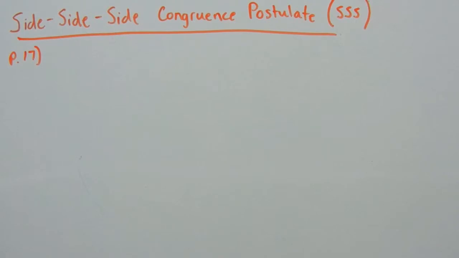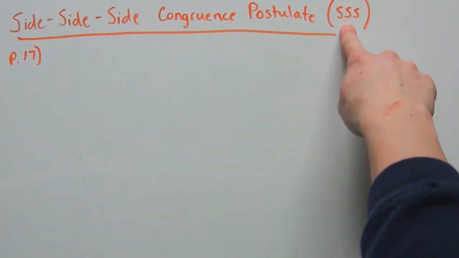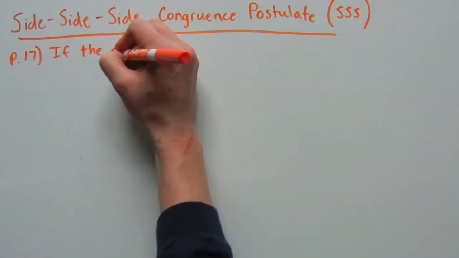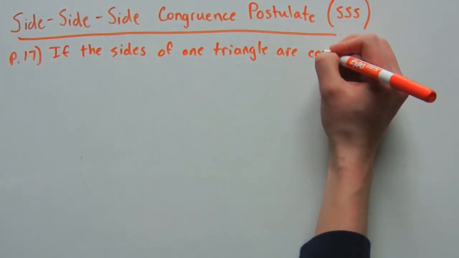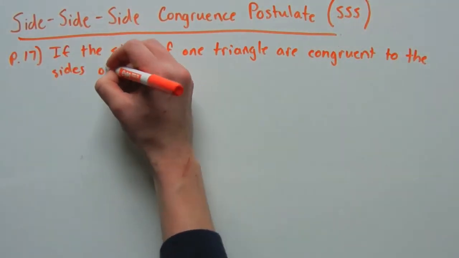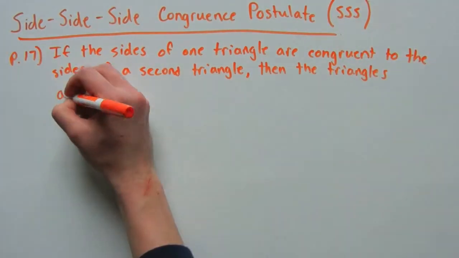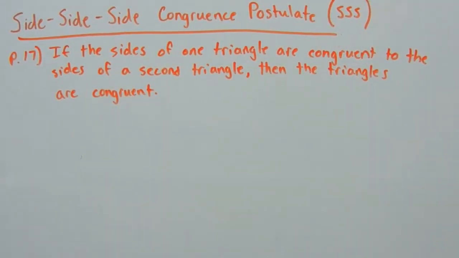The side-side-side congruence postulate is known for short as SSS. And in this video series, it's going to be the 17th postulate that we're going over. SSS says that if the sides of one triangle are congruent to the sides of a second triangle, then the triangles are congruent. Let's draw a picture of that.